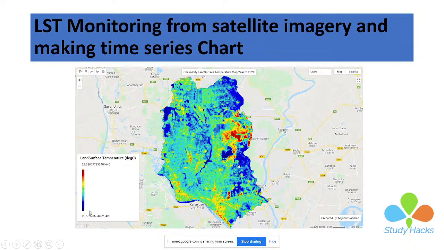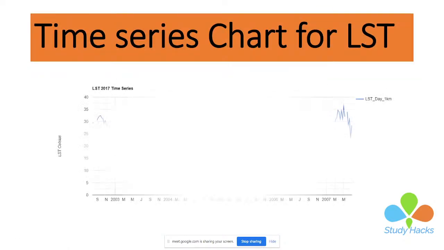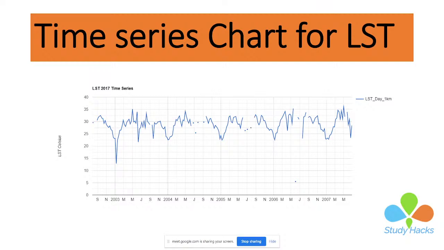Also you can see the blue color, it represents the low cloud pixel. We can easily make a time series chart like this. This is the time series chart of the land surface temperature monitoring. We can easily make the time series chart, and we can also download this time series data.